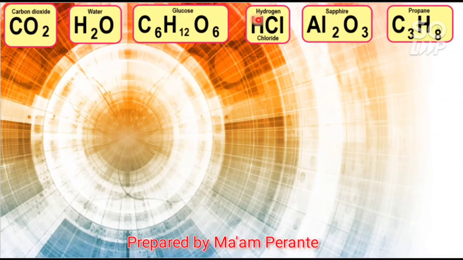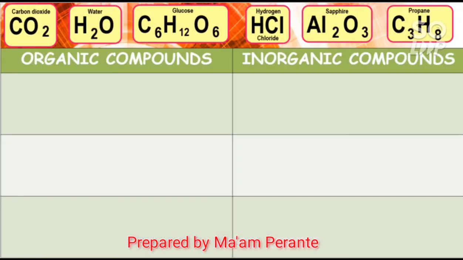So these are the compounds that I will give to you as an example, and then I will show you how to answer this activity 3. All you have to do is to arrange these compounds into the correct label. Are they organic or inorganic compounds? Again, how are you going to know if it is organic and inorganic? That is through the presence of carbon. If carbon is there, meaning organic. If carbon is not there, meaning inorganic.